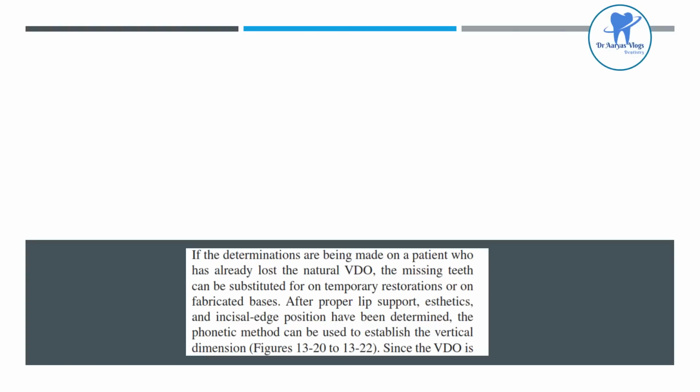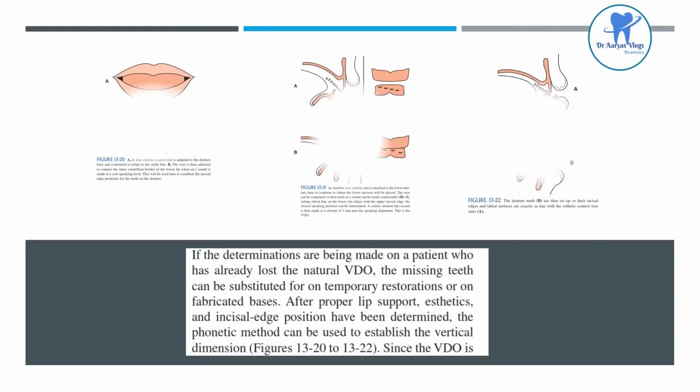If the determinations are being made on a patient who has already lost the natural vertical dimension of occlusion, the missing teeth can be substituted with temporary restorations or fabricated pieces. After proper lip support, aesthetics and incisal edge position have been determined, the phonetic method can be used to establish the vertical dimension. See these figures.